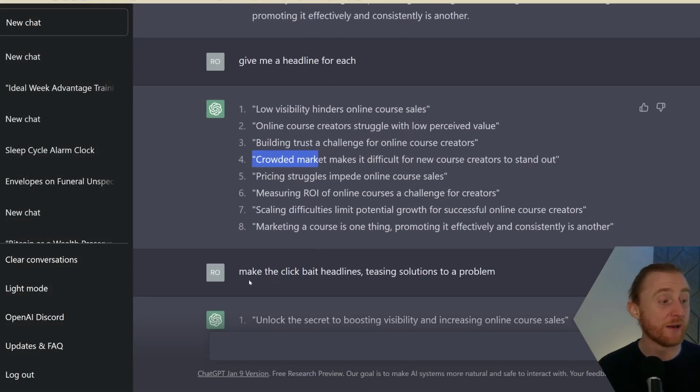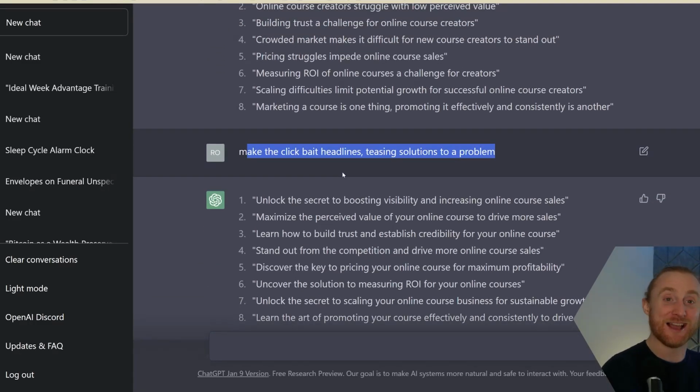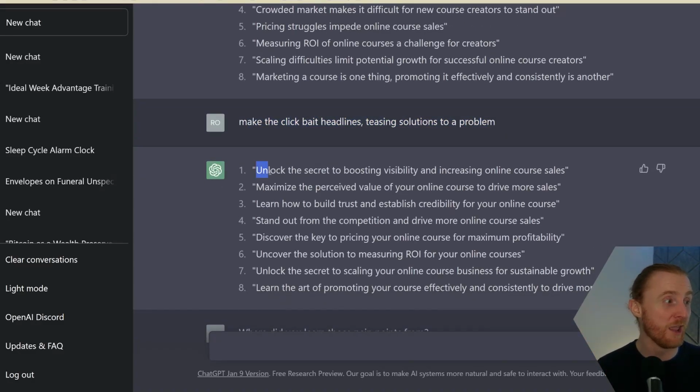And here I say, great, let's make them clickbait headlines, teasing solutions to a problem, okay? So now it's going to take each of these headlines, and I've just used the thought calculator. So boom, boom, boom, make them clickbait, right? And it only took me like 30 seconds to do this, essentially. But now we've gone from pain points to headlines, which are okay, right? Like, unlock the secret to boosting visibility and increasing online course sales.